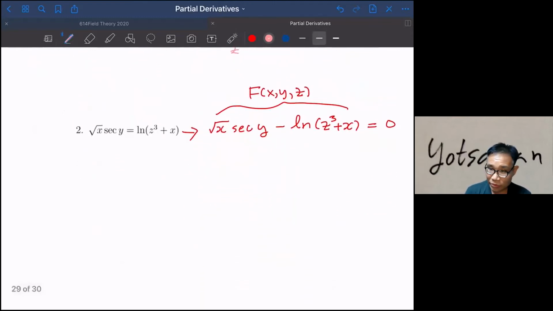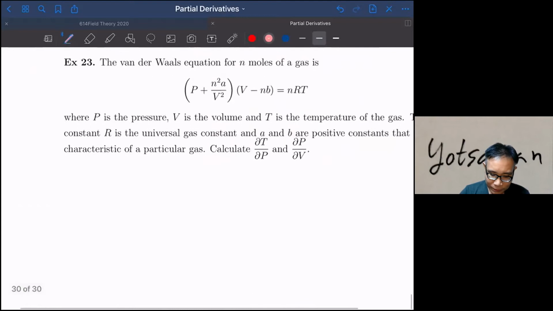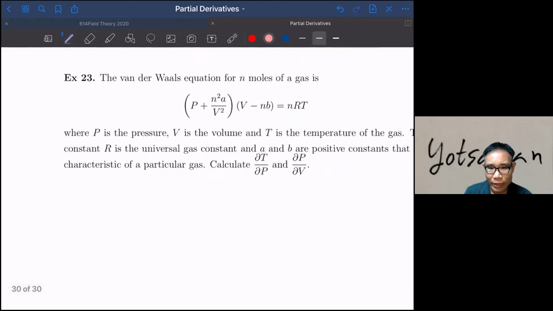Again, I let you do this one on your own. So please try to find dz/dx and try to find dz/dy. We do this one during the recitation to check whether you have them correctly. The final one, please read the question.